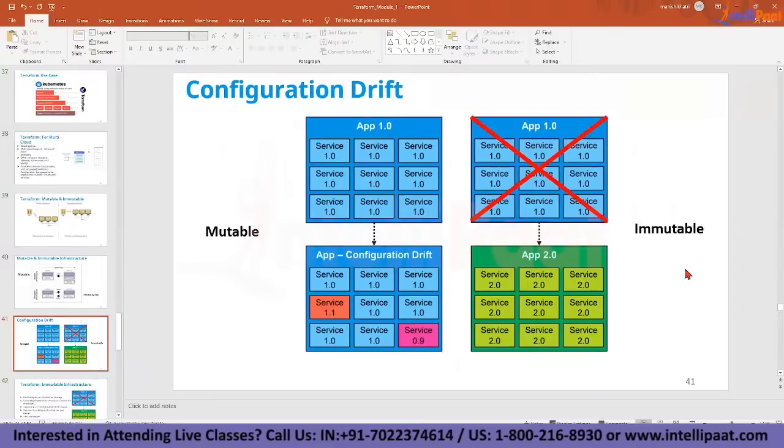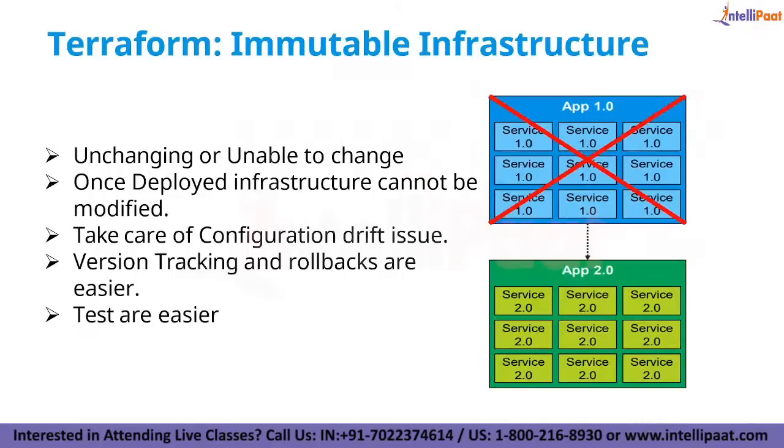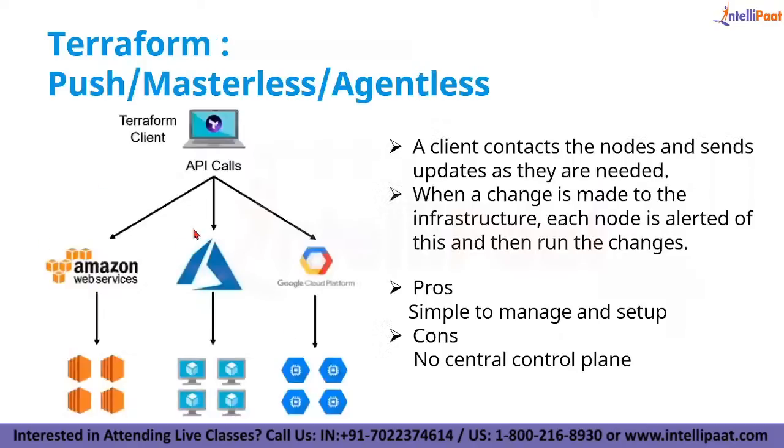Okay, so that's clear. Terraform is basically the theoretical part. Tests are easier, version tracking is very easy, rollbacks are easier, that is what I was talking about. So it takes care of configuration drift issues, version tracking, and the rollbacks are easier, and tests are easier. So that was the agenda. And again, how is it going to do it? It is agentless. What do you mean by agentless?